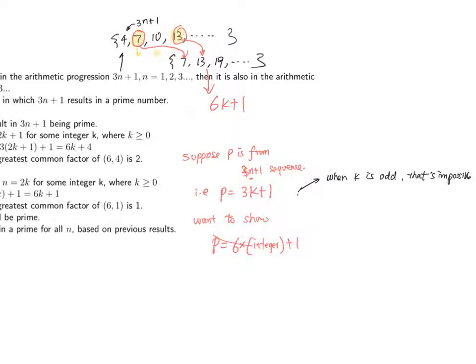And then when k is even, which means k is, say, 2r for some r, right? And then you want to do a little algebra so that you plug in here, show P can be written into this form. That's what you want to show.